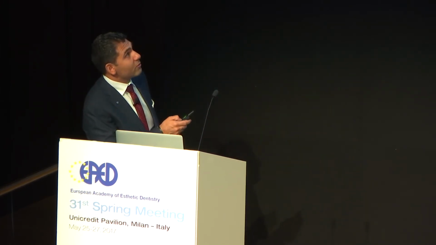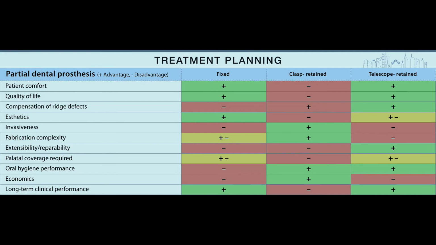So back to the presentation now, we have different options. And these can be, again, either fixed, clasp retained removable, or telescope retained. And according to this, we have advantages and disadvantages of every technique. Of course, we have to check for patient comfort. With fixed, of course, it's the best one, but with the telescope retained, according to the literature, I will provide you also with the literature, it provides a good comfort of the patient, the quality of life as well.